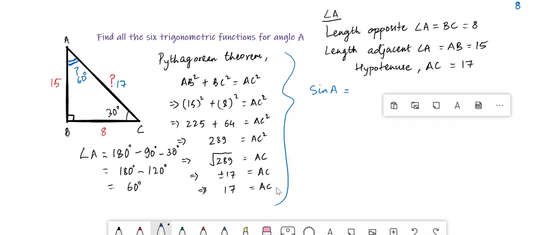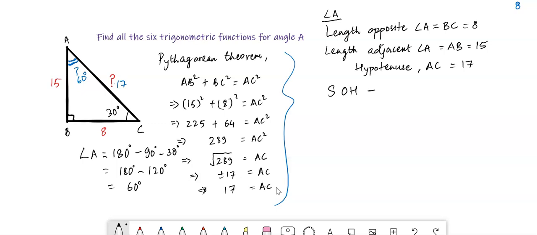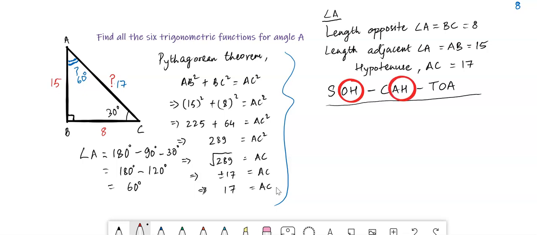Let's first write the famous rule, which comes really handy for us. It's SOH CAH TOA. Now let's use them where we have these very important things, and we shall use them properly. So here we go. Let's do sine of angle A.